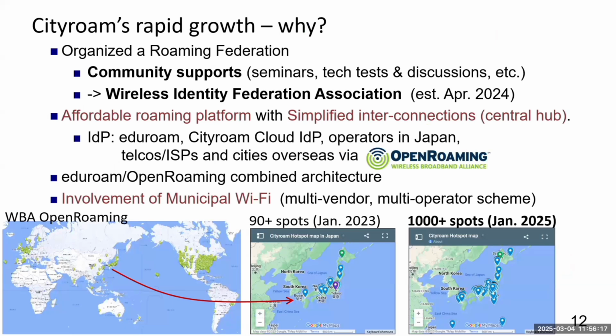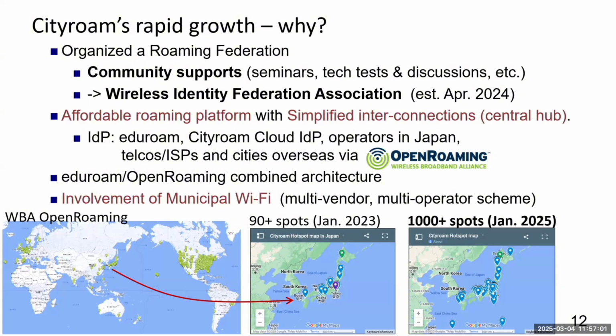And I think many of you are wondering why we are so successful in deploying OpenRoaming. Cityroam is a roaming federation, including both Eduroam and OpenRoaming. If a municipality introduces a Cityroam system, then they can have both Eduroam and OpenRoaming and more. And one big reason was that we developed a roaming federation, and we provided community support.